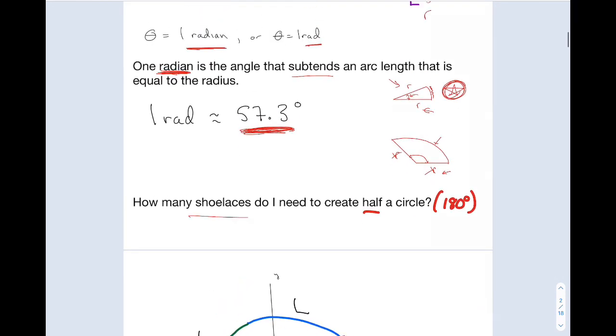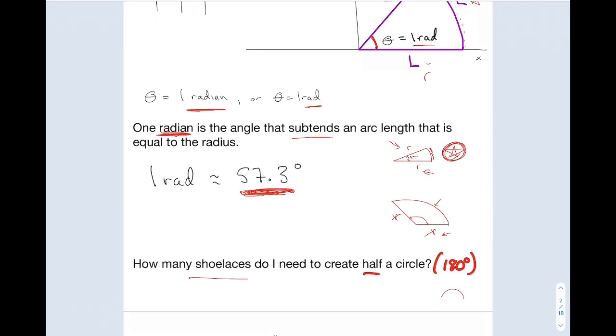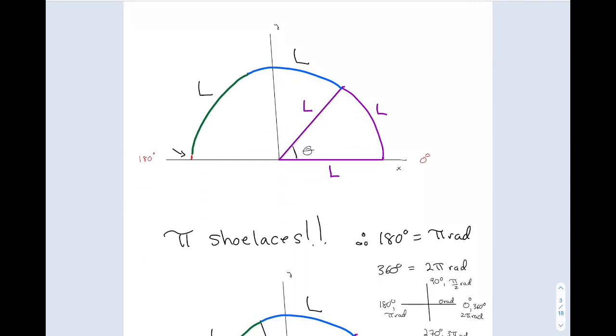Now I want to ask, how many shoelaces do I need to create half a circle? Right now I only have that portion of the circle. I want to create half a circle, 180 degrees. So here's the same picture. I took apart a whole bunch of shoes. So I have my original picture here. I have 1 shoelace, I have my 2nd shoelace, I put my 3rd shoelace, and it doesn't go all the way. It doesn't go all the way to the bottom. There's a little gap here.